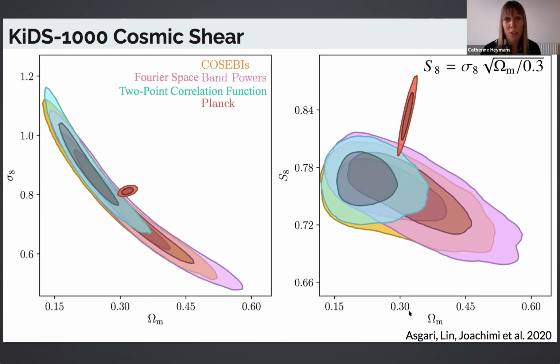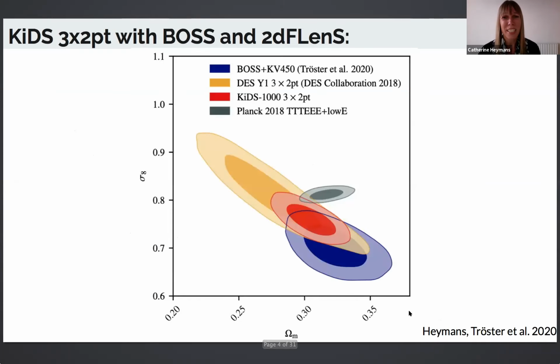Our second headline result is our 3x2-point analysis. So that's the combination of this cosmic shear result with the galaxy clustering and galaxy-galaxy lensing from the overlapping BOSS and 2dFLenS spectroscopic surveys. Here are our constraints. Now, when we combine these 3 large-scale structure probes together, it breaks that degeneracy that we saw in the previous slide between these 2 cosmological parameters, sigma 8 and omega m. And you can see our constraints here in red.